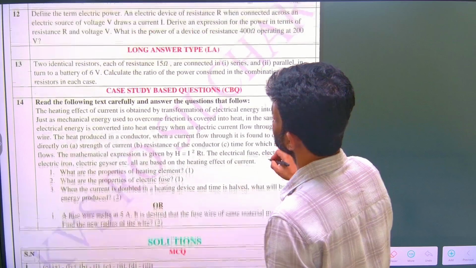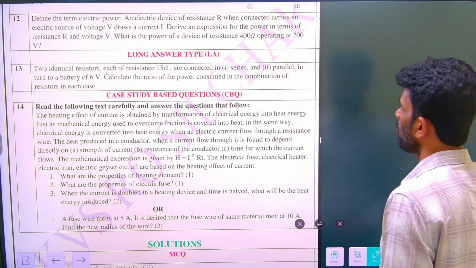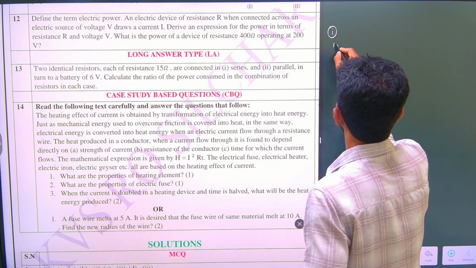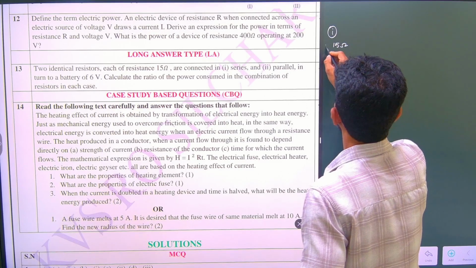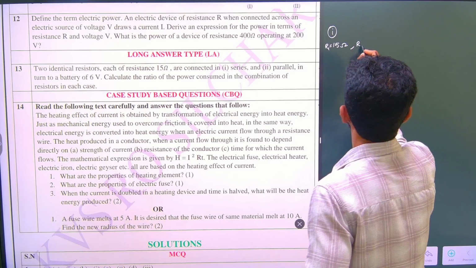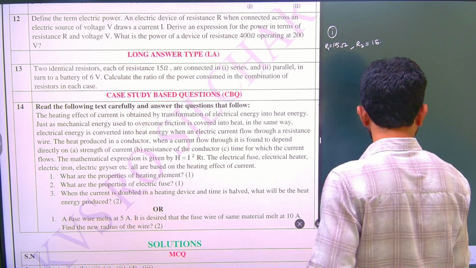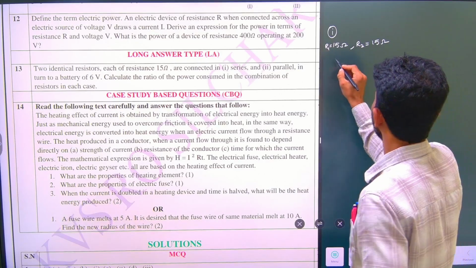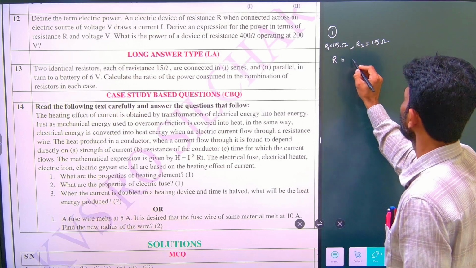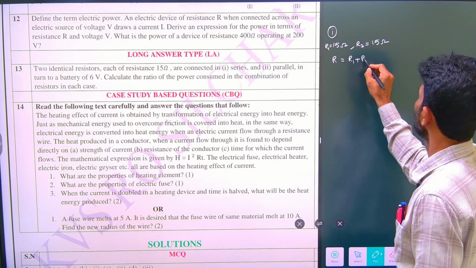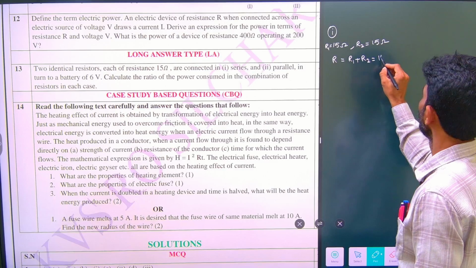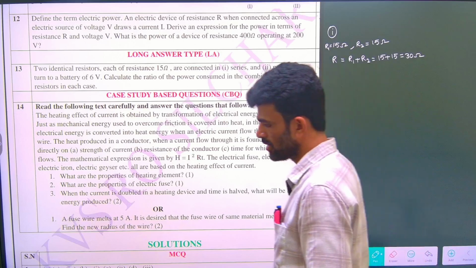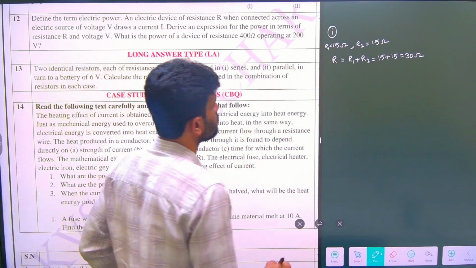So in the first case, what happened? Two identical resistances, each of 15 ohms, are connected in series. So R1 is 15 ohms and R2 is also 15 ohms. These two are connected in series. Then what is the overall resistance? Final resistance will be R is equal to R1 plus R2, that is 15 plus 15, 30 ohms. Okay, effective resistance is 30 ohms.